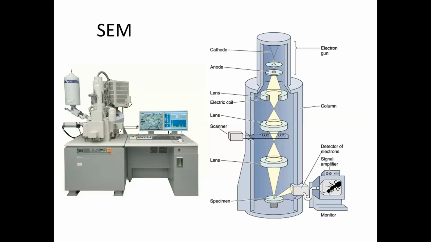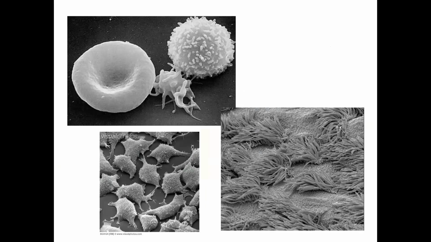Then looking at the scanning electron microscope, you can look at the surfaces of different structures or cells. Here you can see blood cells. The top picture shows you a red blood cell, a platelet, and a lymphocyte. Then below you can see macrophages and also cilia on the respiratory epithelium.